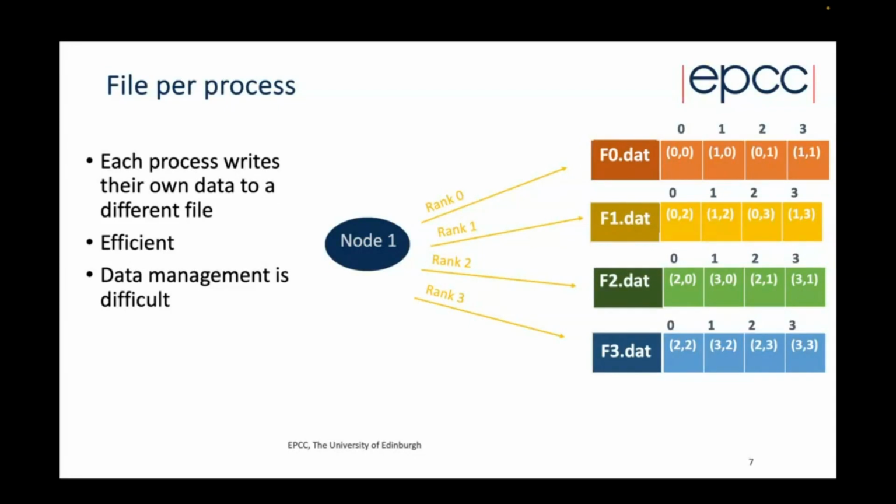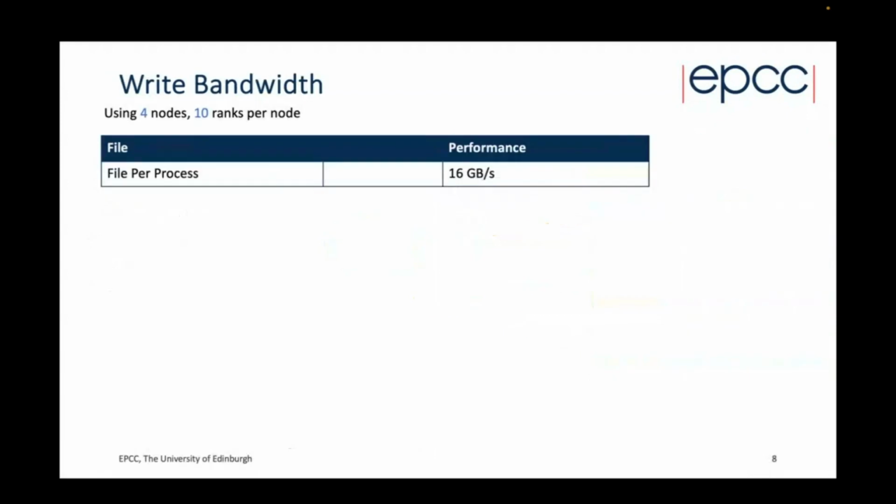You have 4 ranks, that's manageable. You start to have thousands of ranks for just one output of your simulation. That quickly becomes unmanageable, but it's easy to do, and it's a good thing to start with and try to play with Darshan. So we can run this application, and look at how well it performs.